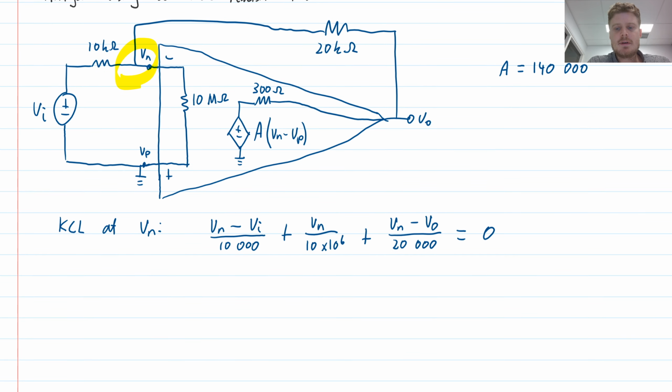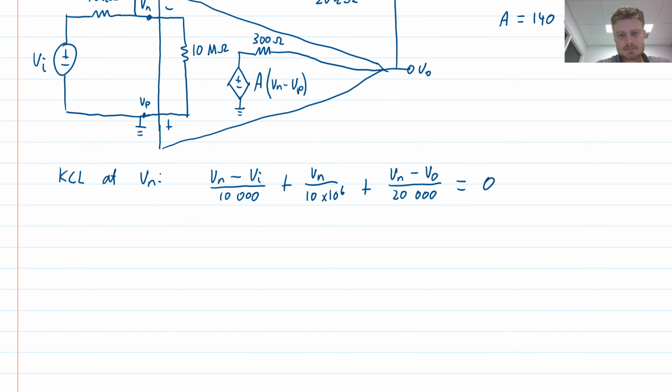So what I'd like to do here is analyze for the output voltage. So Vn is an internal value that I don't really care about. The thing that I'm actually trying to analyze is the output voltage as a function of the input. So I want to eliminate it from my system of equations. So I'm going to solve for Vn in this case.